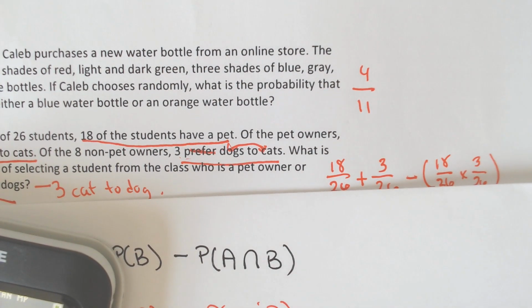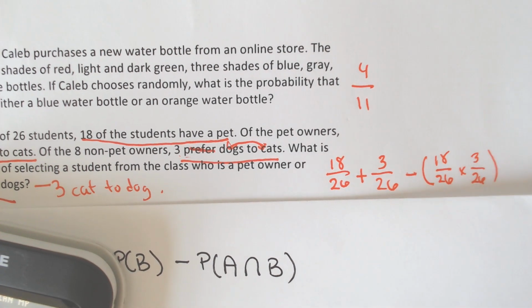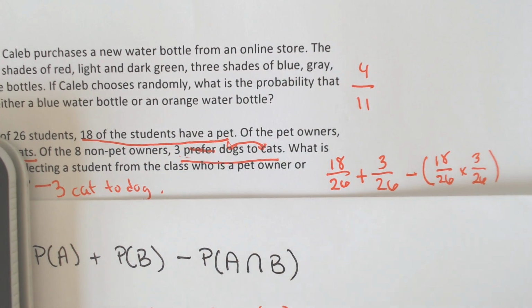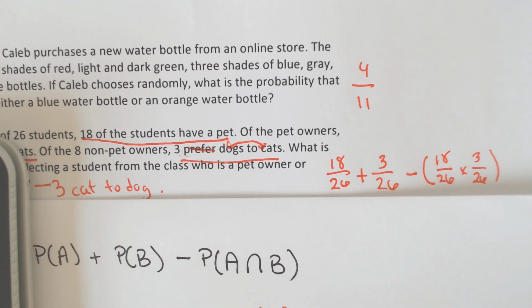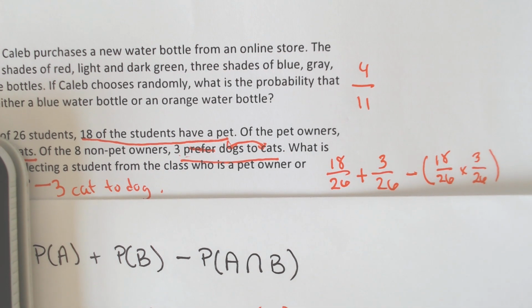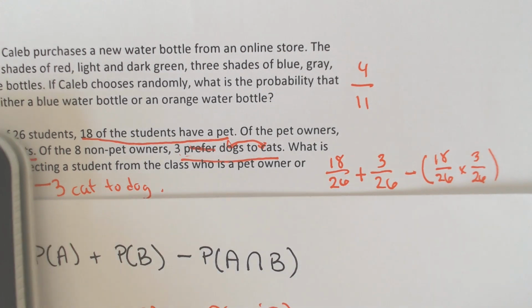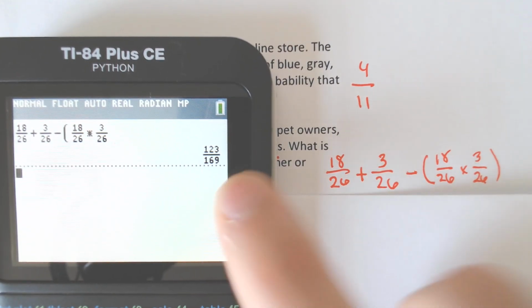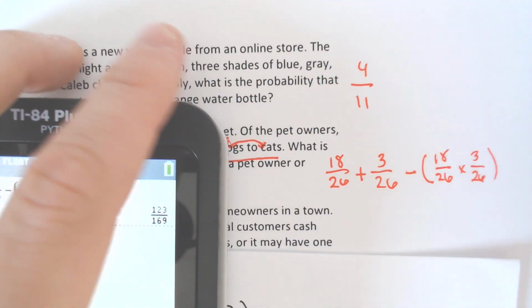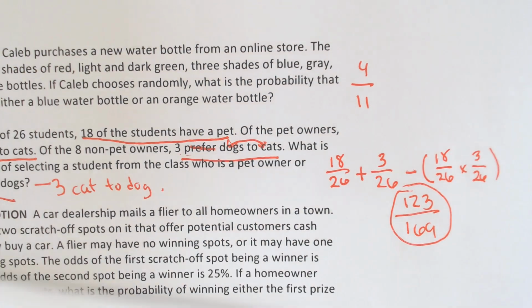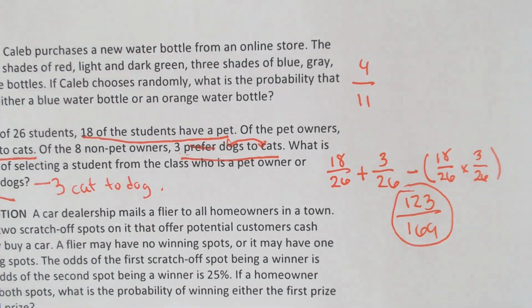We got fraction 18 out of 26. Add them together, then subtract the multiplication. So 18 out of 26 plus 3 out of 26 minus the same thing. I wish there was a copy and paste button. 26 times 3 out of 26. Calculator would have been nice if I had it on the camera. Equals 123 out of 169. So you just use your calculator, you get your answer, you call it a day. 123 out of 169.